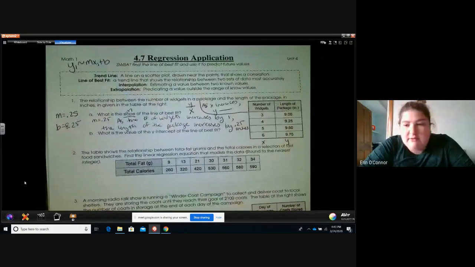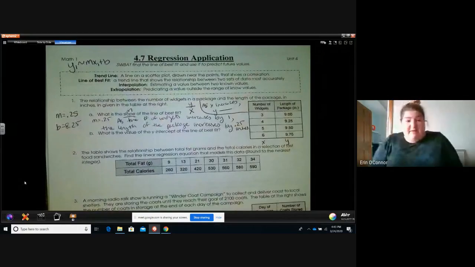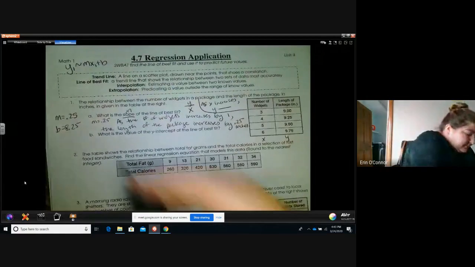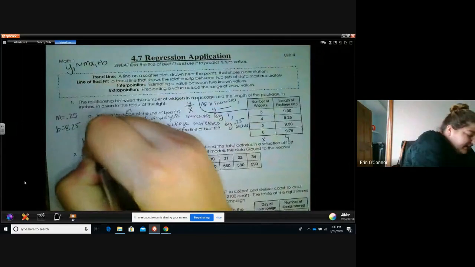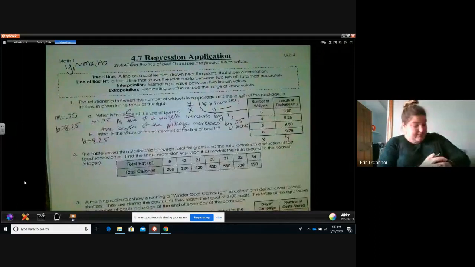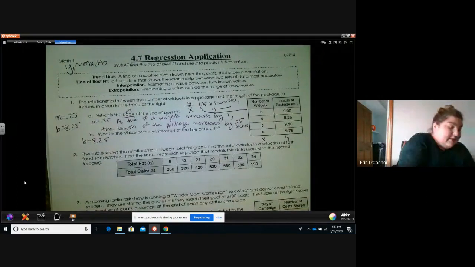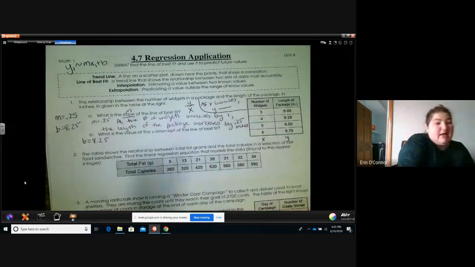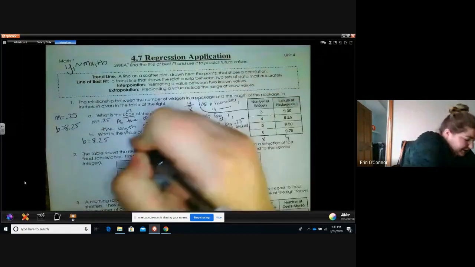Okay, now let's talk about the value of the y-intercept of the line of best fit. Excuse me, I sneezed there. So the y-intercept is 8.25. So now that we know that the y-intercept is 8.25, what does that mean in context? It means that when the number of widgets is 0, when there are no widgets, the package is still 8.25 inches.